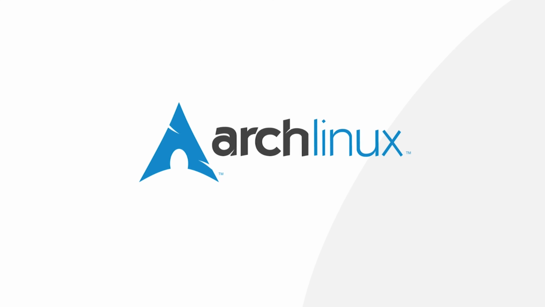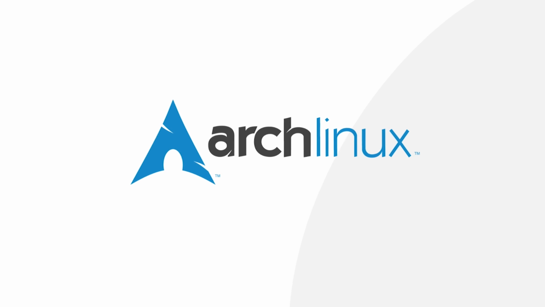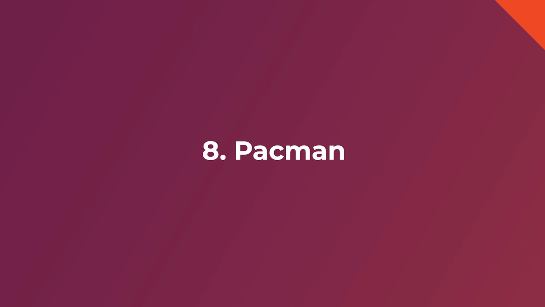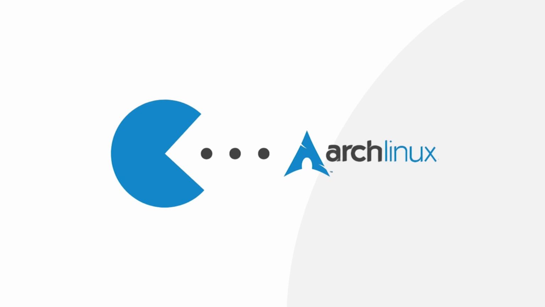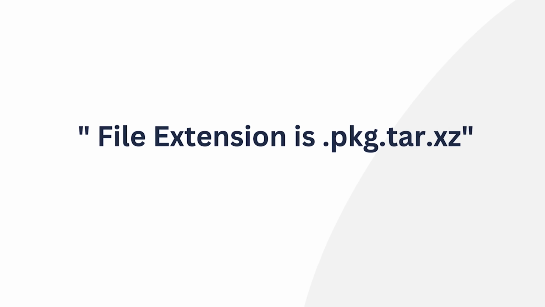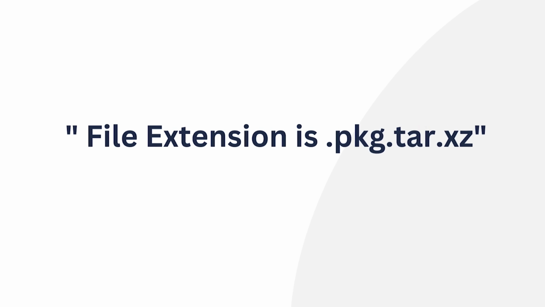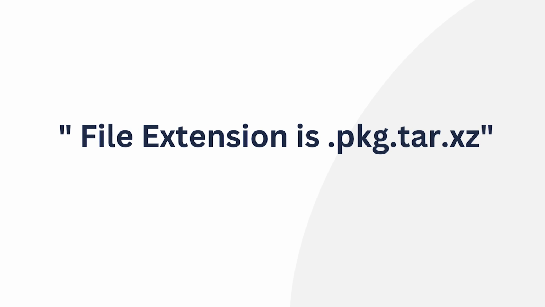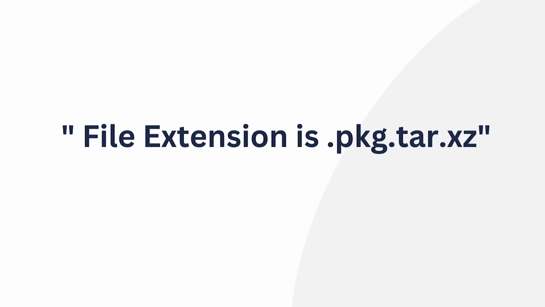Arch Linux is a lightweight Linux distribution that also supports rolling back. Let's learn about Pacman, a package manager of this distro. Pacman in Arch Linux manages software using simple compressed files and a text-based database. The file extension is .pkg.tar.xz. It's lightweight, speedy, supports high-speed packaging, and automatically upgrades packages.